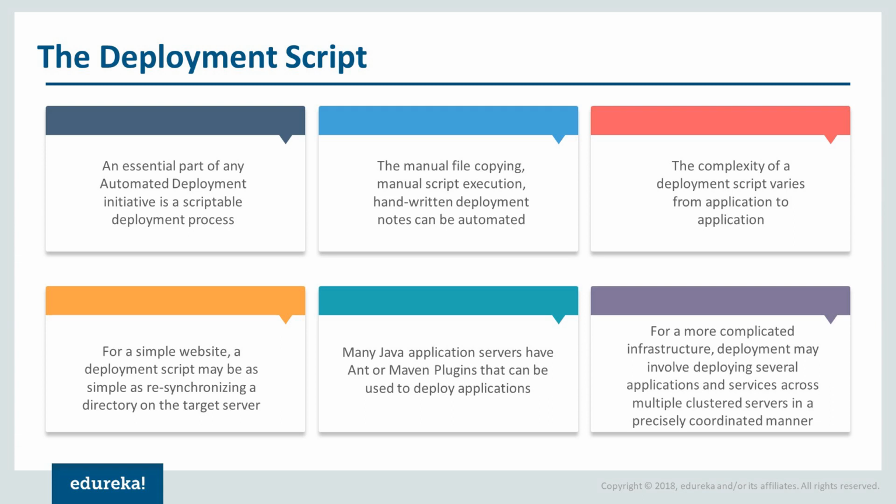Many Java application servers have Ant or Maven plugins that can be used to deploy applications. We have seen mvn deploy already. You can do deployment through Ant as well, right? So all these tools can not only build your code, they can also help you in packaging and deploying your app. Now, for a more complicated infrastructure, deployment may involve deploying several applications and services across multiple clusters in a precisely coordinated manner. So you might have situations where you have to do deployment in a very detailed manner.